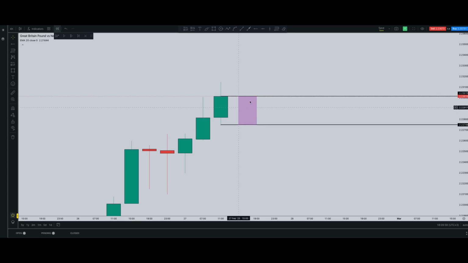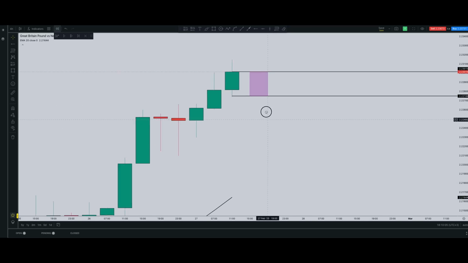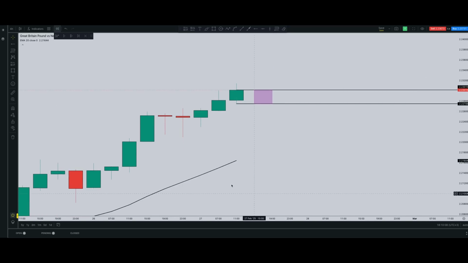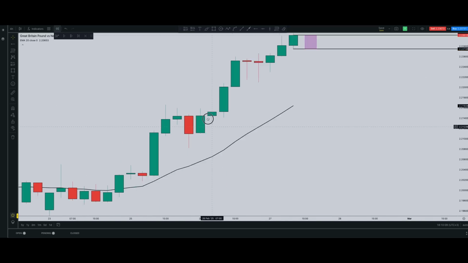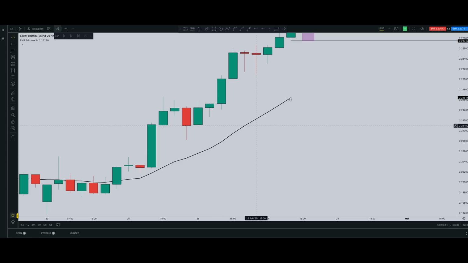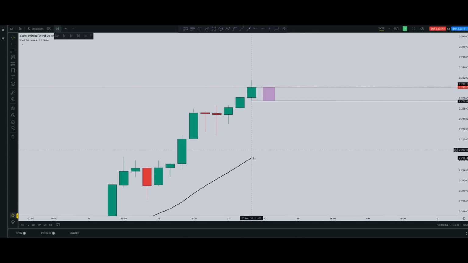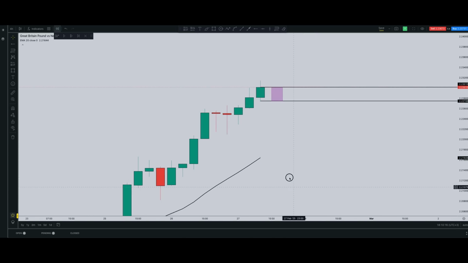Now, if you've done your marking like this, make sure you also add a 20 period moving average on your chart. You see this line here? This is a 20 period moving average, this black line going up here. That moving average will help us to understand where the trend of the market is.